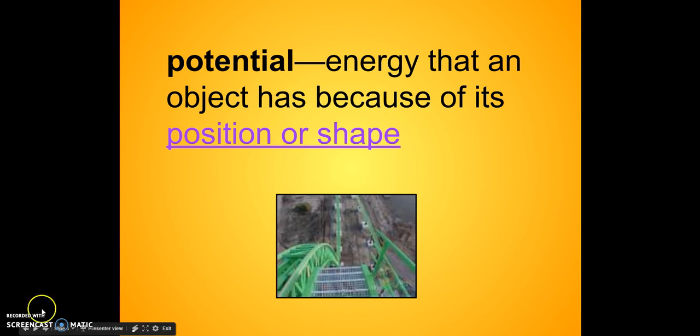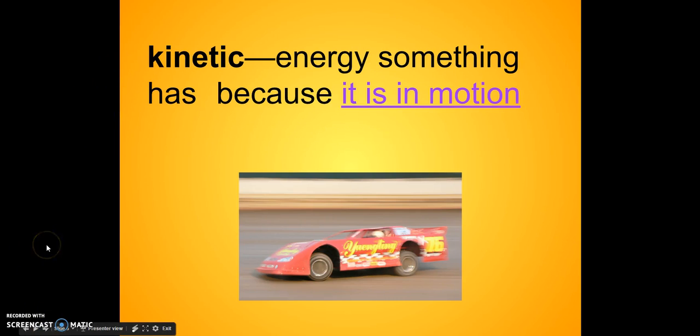So what is kinetic energy? Kinetic energy is energy that something has because it is in motion, like this race car here. When something is moving, it has kinetic energy. When it's still, it does not have kinetic energy. It could have potential energy depending on where it's located, but if it's still, no kinetic energy, and if it's moving, kinetic energy.